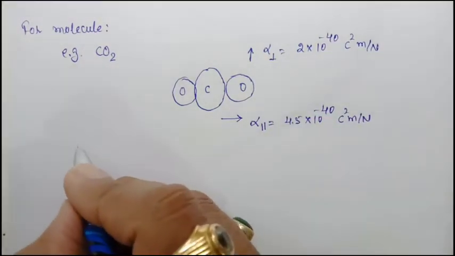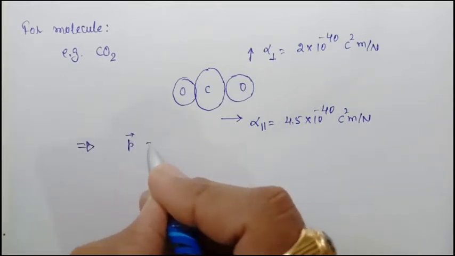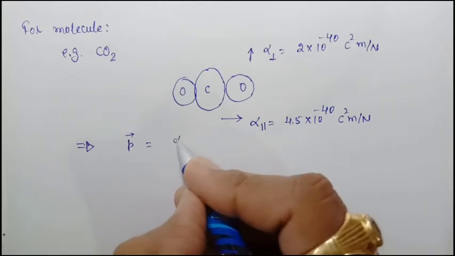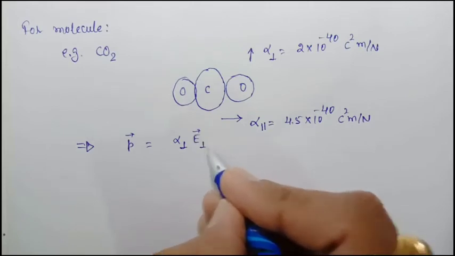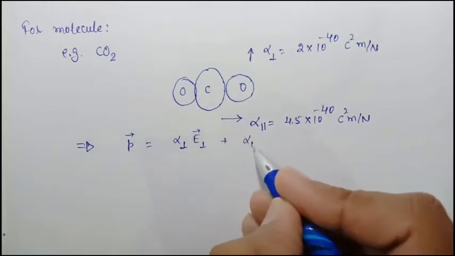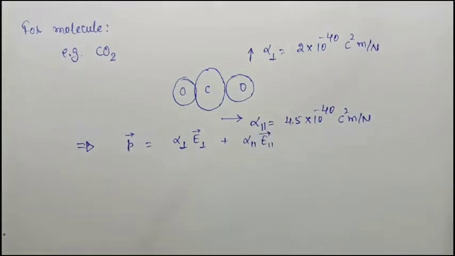Mathematically we can write P equals alpha perpendicular E perpendicular plus alpha parallel E parallel. Again, this is a simple example of a molecule, because in case of CO2, all the atoms are arranged in a straight line.